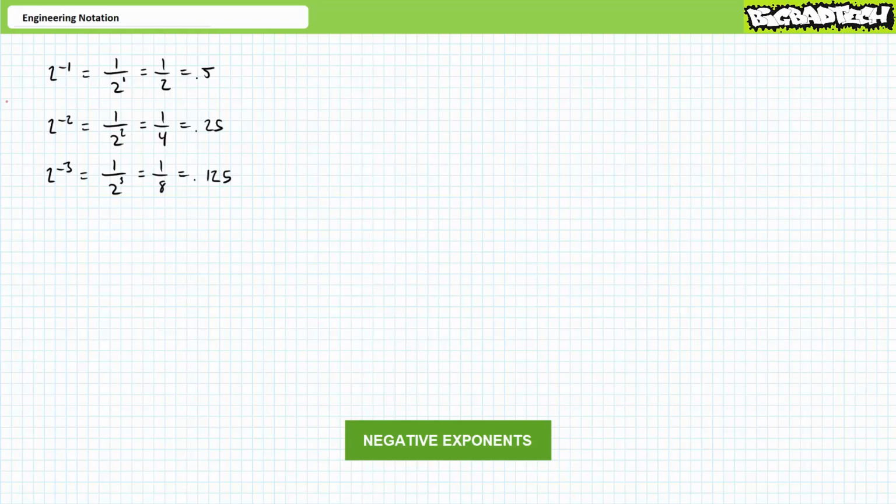You'll note increasing the magnitude of the negative exponent, negative 1 to negative 2, negative 2 to negative 3, and so on, correspondingly decreases the result.